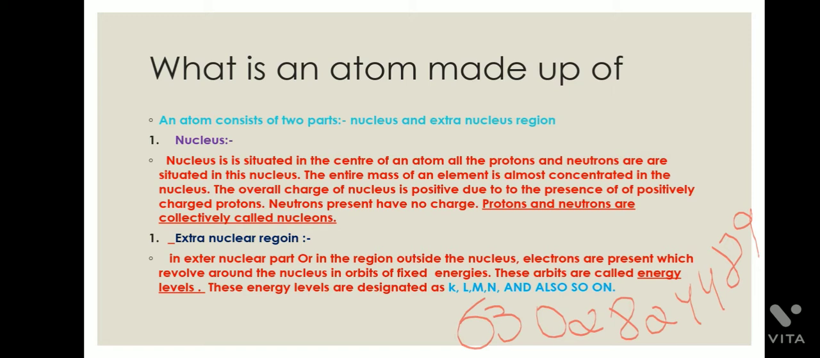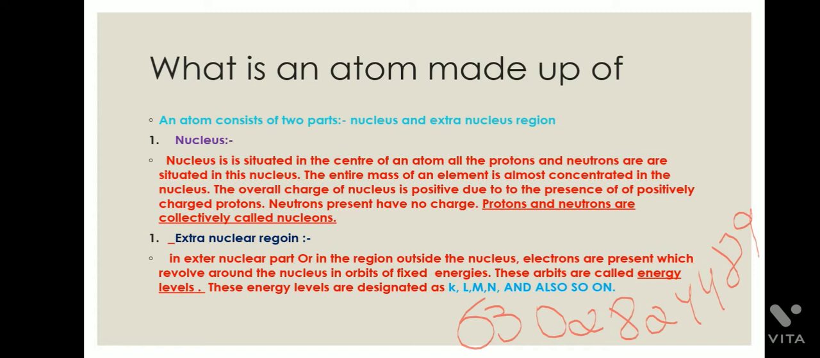What is an atom made up of? An atom consists of mainly two parts. They are saying that an atom consists of two parts, that is the nucleus and the extranuclear region. You have to concentrate on both because this is a very important topic in our valency lesson. So the nucleus, let's discuss first. The nucleus is situated in the center of an atom. All the protons and neutrons are situated in this nucleus.